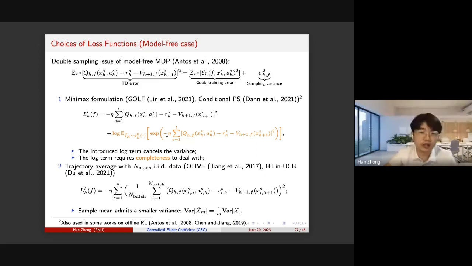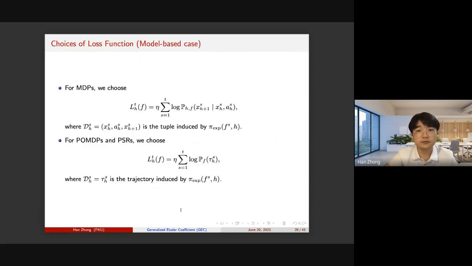If you don't want this relatively strong completeness assumption, we can use the trajectory average loss. You can just execute the exploration policy for n_batch times to collect n_batch i.i.d. data, and then use the sample mean of the TD error to approximate the training error. The idea is very simple: the sample mean admits smaller variance.